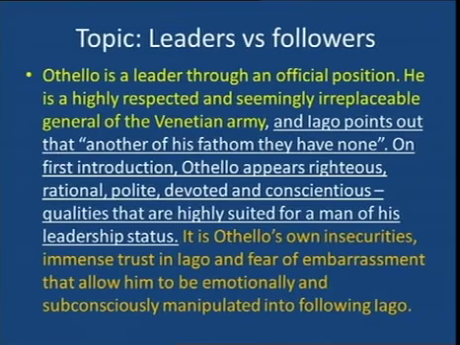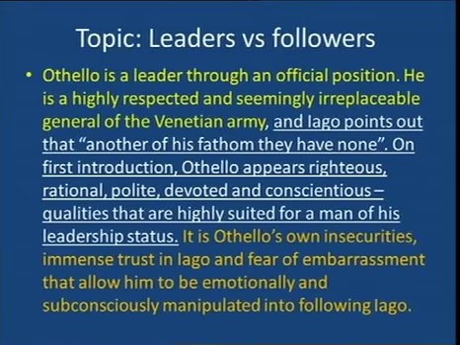And now here comes our evidence. Iago points out that another of his fathom they have none, which means they don't have anyone quite of Othello's caliber. On first introduction, Othello appears righteous, rational, polite, devoted, and conscientious, qualities that are highly suited for a man of his leadership status. And now they've gone on to another explanation. It is Othello's own insecurities, immense trust in Iago, and fear of embarrassment that allow him to be emotionally and subconsciously manipulated into following Iago.